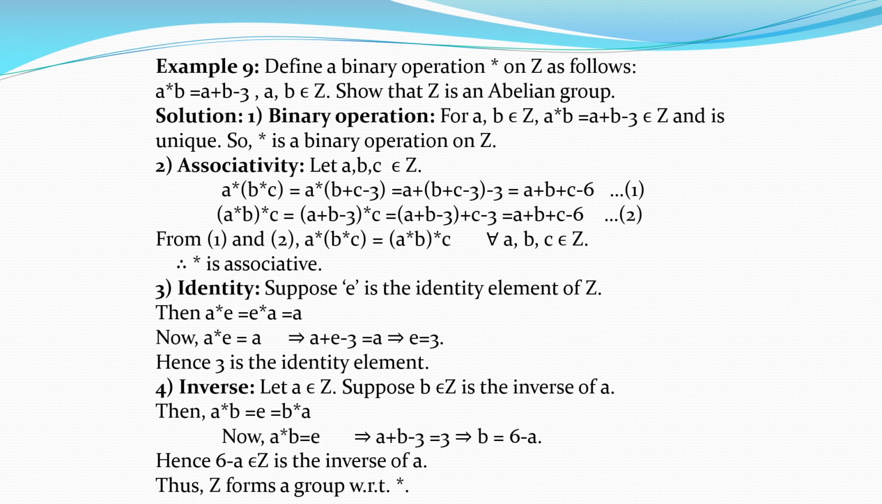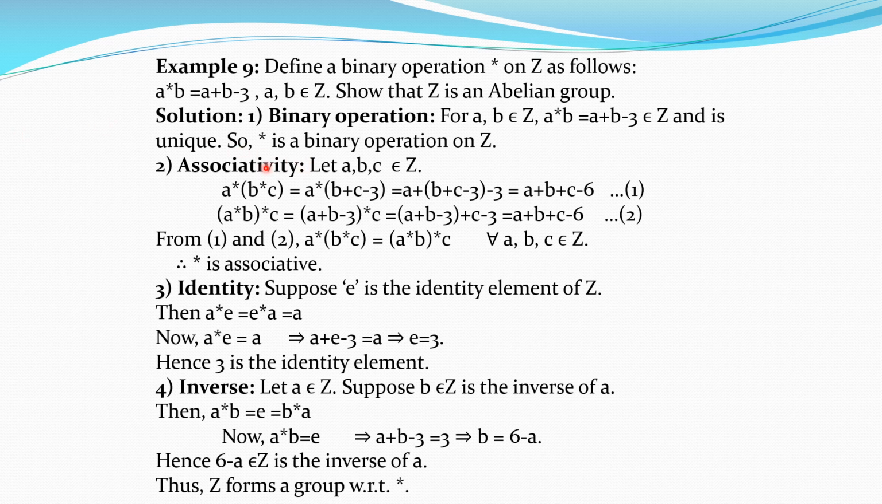Actually, we can skip the part of showing star as a binary operation on Z because it is already given. But as practice, we show that star is a binary operation on Z. Now see the definition of star. For A, B belonging to Z, A star B is A plus B minus 3. Meaning while finding A star B, we are adding the first element A to the second element B and subtracting 3. For example, 2 star 5 will be 2 plus 5 minus 3. In this way, you can find A star B.